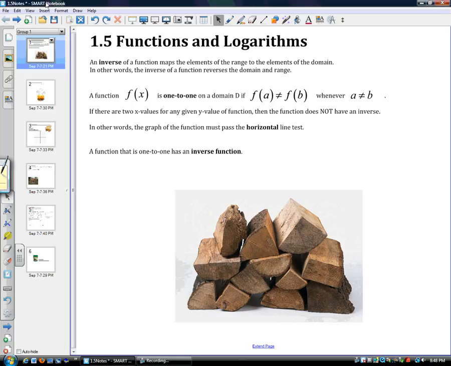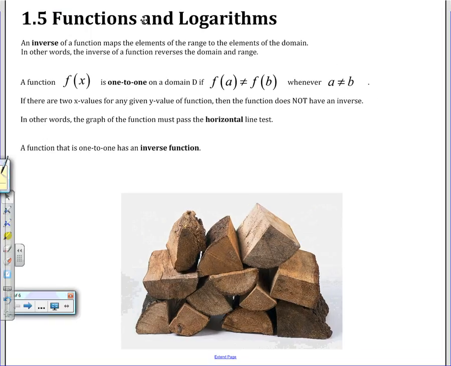Hello, welcome to section 1.5, which is on functions and logarithms. In this section, we're going to be talking about inverse functions, exponential functions a little bit, and logarithms, which are the inverses of exponential functions. So to start off, we have some vocab words.